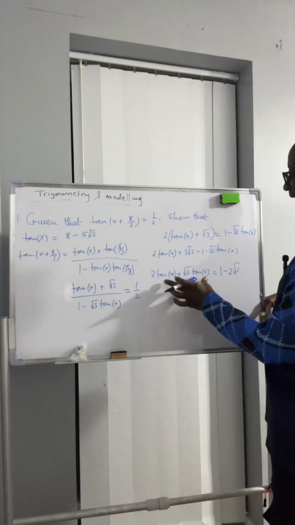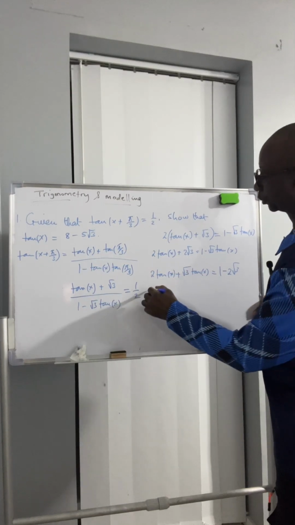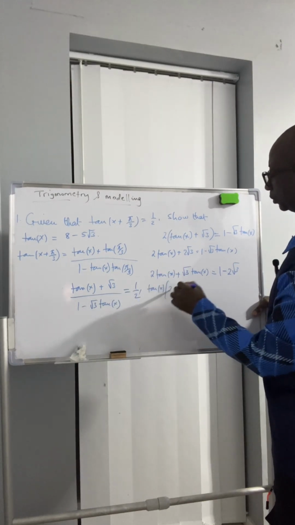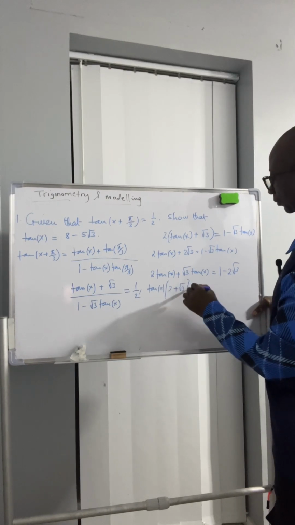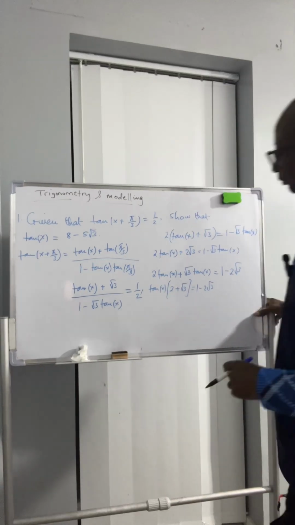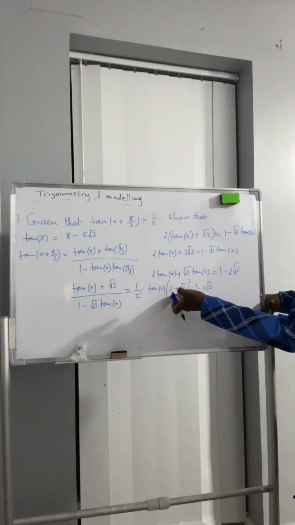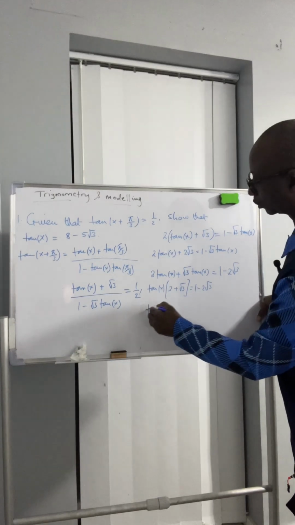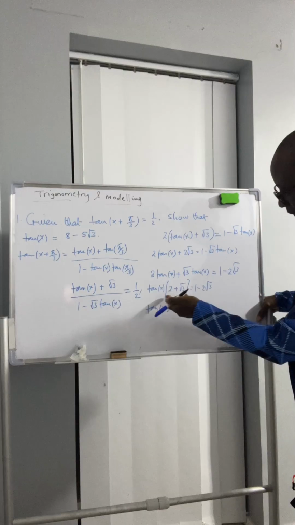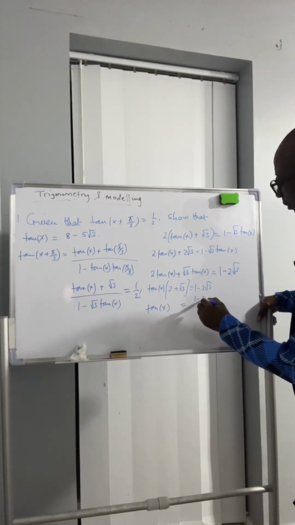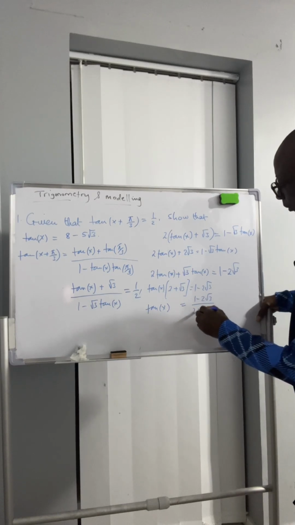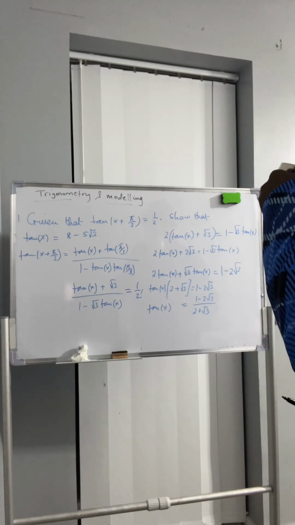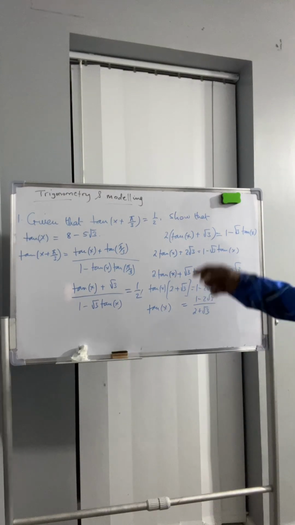So what is tan x here? Now we take tan x and factorize. Here you'll have tan x times (2 plus root 3) equals 1 minus 2 root 3. It's tan x you want, so you divide both sides by 2 plus root 3. When you divide this side by 2 plus root 3, this will cancel. You now have tan x equals 1 minus 2 root 3 all over 2 plus root 3. That's the value of tan x.